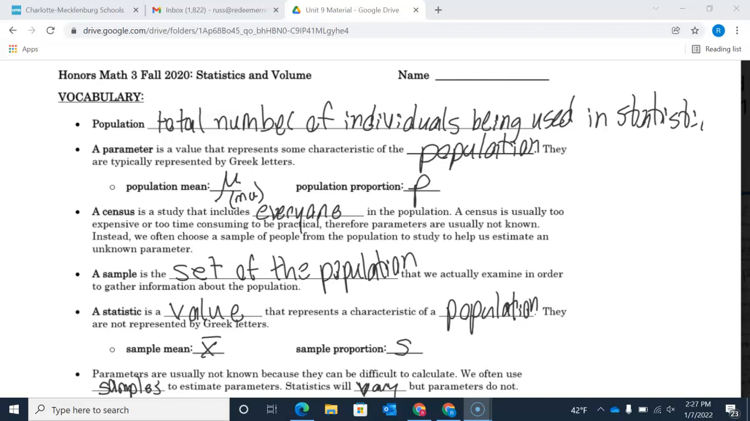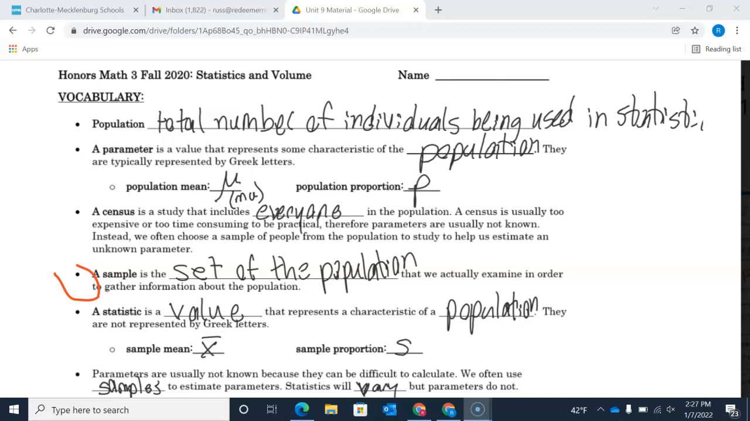So we often choose a sample from the set of people. A sample is a set of the population that we actually examine in order to gather information about the population. So we choose a group and say we're going to study them instead of everybody. And then a statistic is numerical. It's a value that represents a characteristic of the sample. They're not represented by Greek letters, though. So there's the sample mean, which we have in front of us.